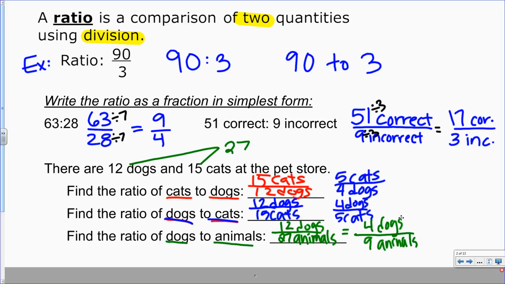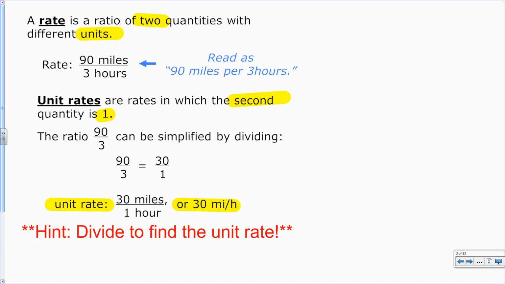Always keep your units. Now let's look at rates. A rate is a ratio of two quantities with different units. You might have feet and miles or hours per inch, things like that. So here's an example of a rate. 90 miles per 3 hours.